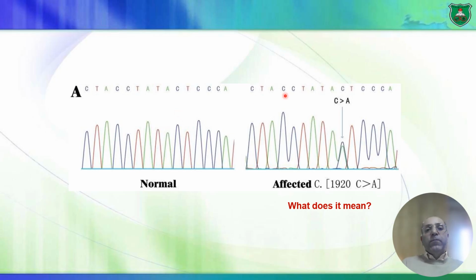So by comparing the DNA of a patient with the DNA of a healthy person, we're going to see that instead of having a C, we're going to have a T, let's say. So we say that this person is having a mutation, and this mutation exists on both chromosomes, so the person is heterozygous.